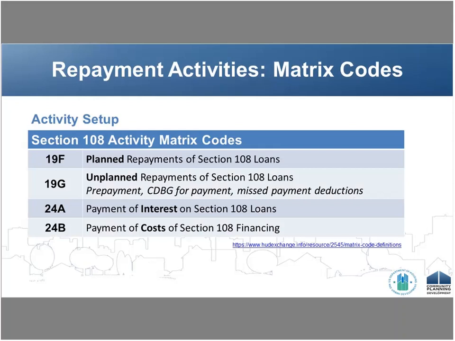So the primary matrix codes that you'll be using for the repayments are 19F, 19G, 24A, and 24B. The 19 series is for the repayment of principal, and there's the designation between planned and unplanned repayment. And then 24A is the payment of interest costs, and then 24B is the payment of costs of Section 108 financing. The only time you would primarily use 24B is if you are paying for issuance costs when we bring that loan from the interim facility into a public offering.